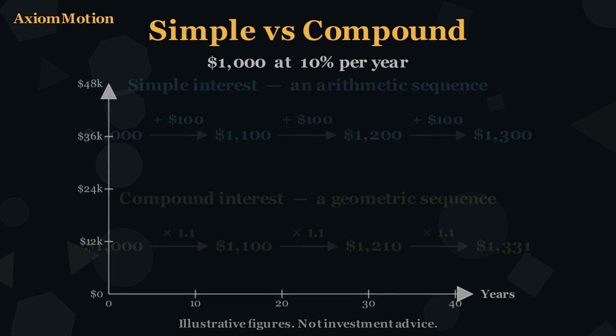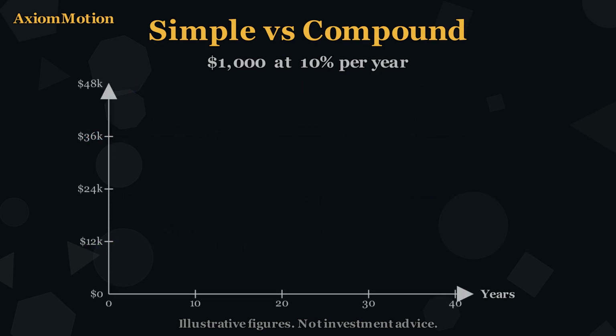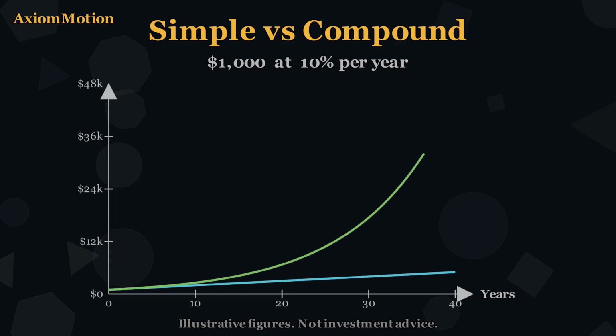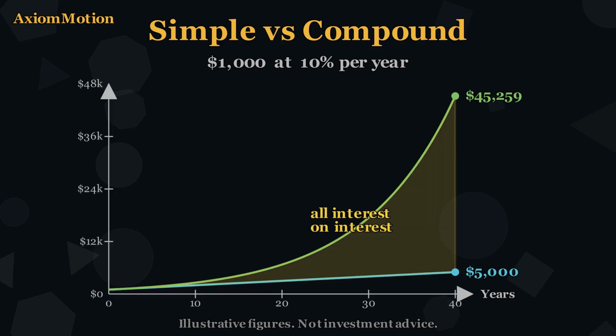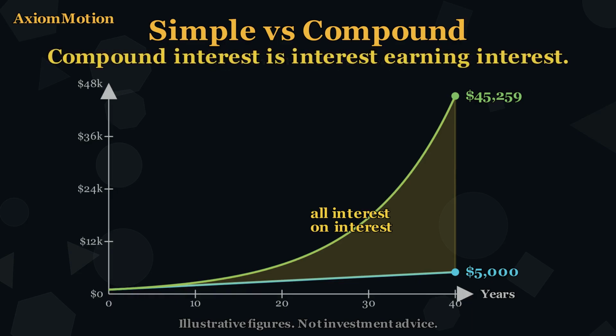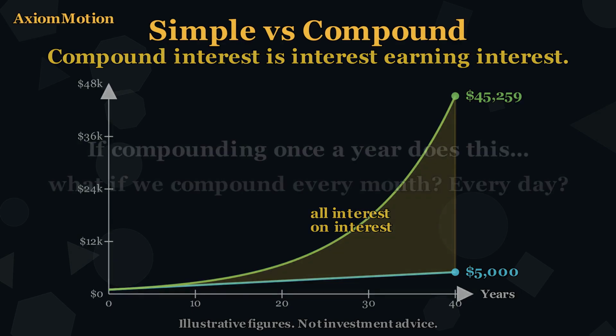Stretch the same $1,000 over 40 years. Simple interest rises in a perfectly straight line, reaching $5,000. Compound interest bends upward and finishes above $45,000. The shaded region between them is all interest earning interest, and it has grown to dwarf everything else. That single idea, interest earning interest, is the entire engine of compounding, which leads to a natural question.